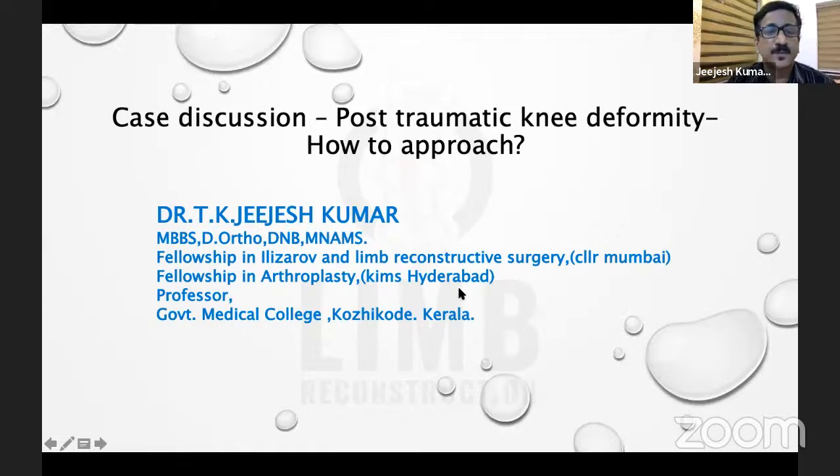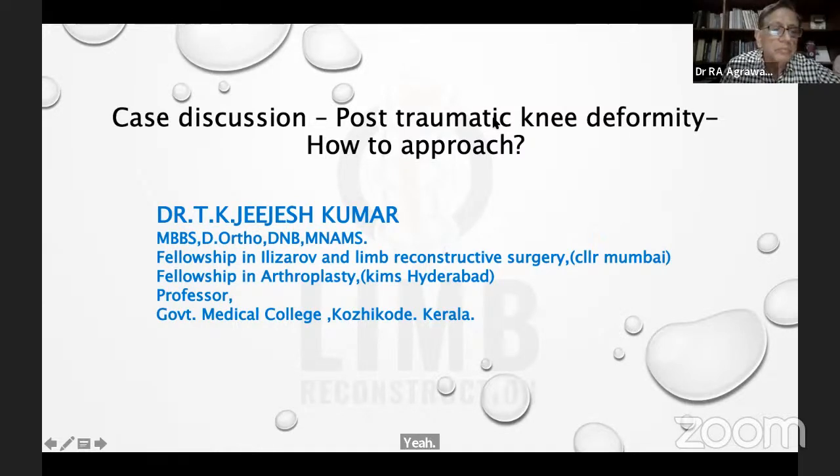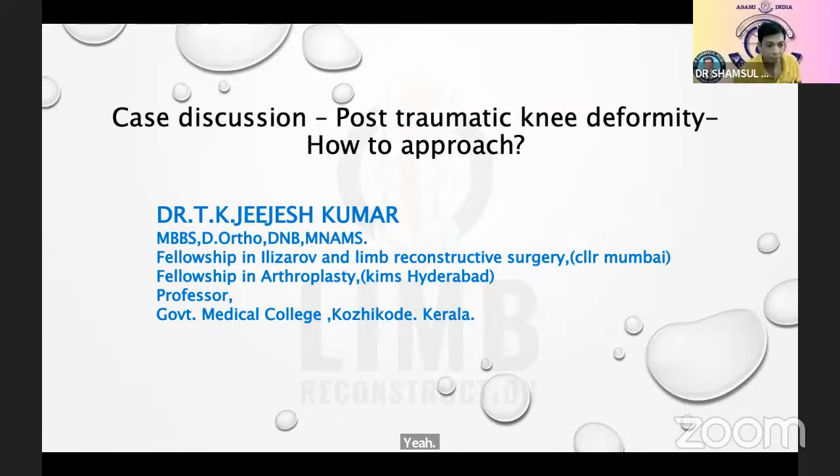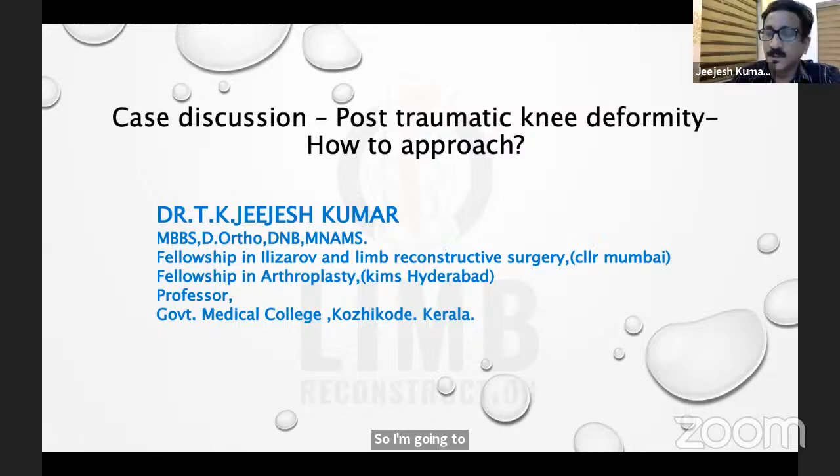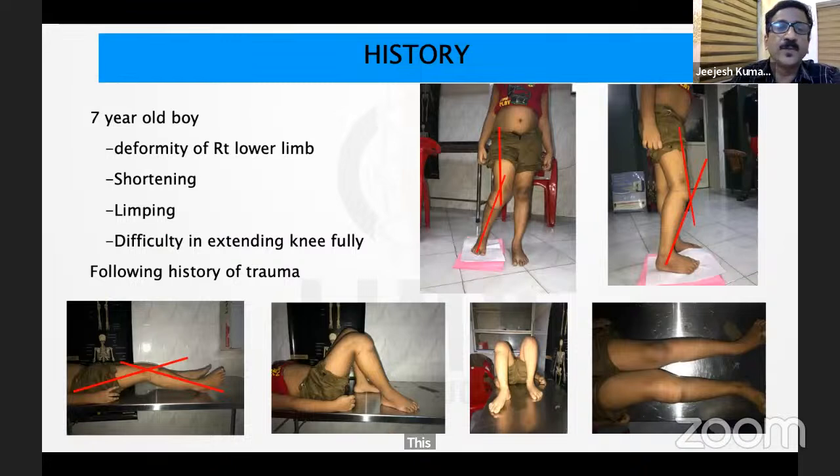Good evening to all. Am I audible, sir? So I am going to speak about post-traumatic knee deformity and how to approach it. This is the history. A 7-year-old boy presented with a deformity, as you can see in the x-ray. In the clinical picture, there is deformity of the right lower limb: valgus, shortening, and flexion deformity. There is also a decreased range of motion.